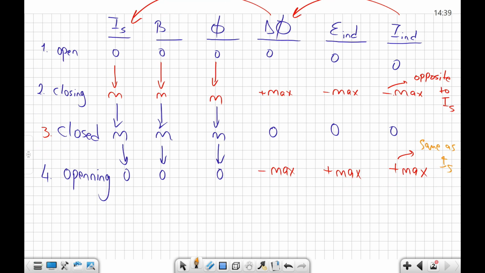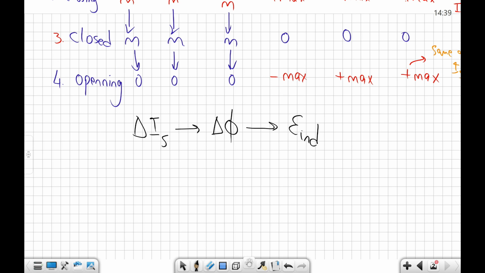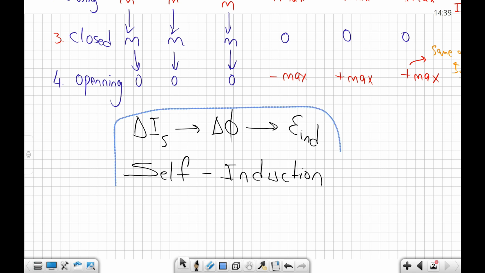Let's go back to the beginning. Whenever we have a change in I of the source, we have a change in flux, which causes an induced EMF, an induced current. So we can clearly say that whenever we have a change in the current that comes from a source, we will have a change in magnetic flux. As a result, we will have induced EMF, which will also have induced current, induced field, and so on. Since there is no external source, it all happens because of itself. We will call this self-induction. This is called self-induction because it all happens because of a change in a current that passes through the coil.